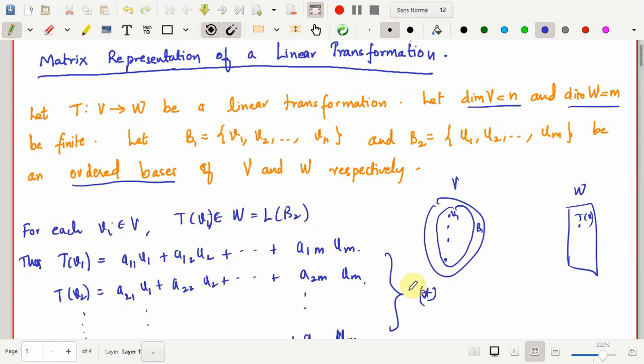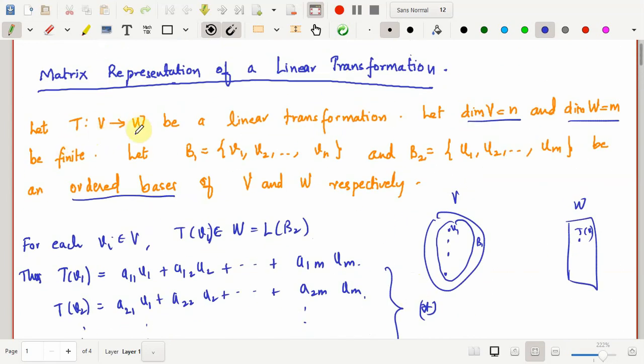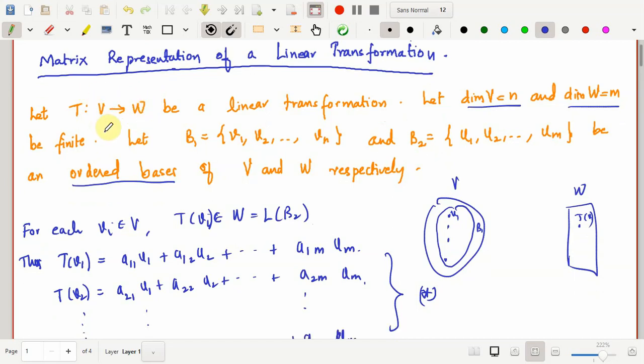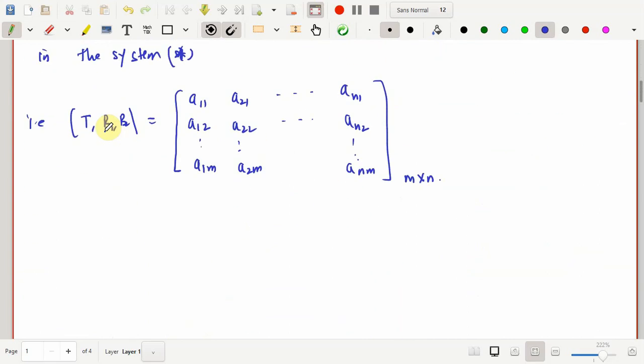Now why is it easy to determine the size of the matrix? I begin with this T from V to W. The dimension of V is n, the dimension of W is m. So from here you can tell spontaneously the order of the matrix representation. It's going to be the dimension of W cross the dimension of V, that is, the dimension of the codomain times the dimension of the domain, right?